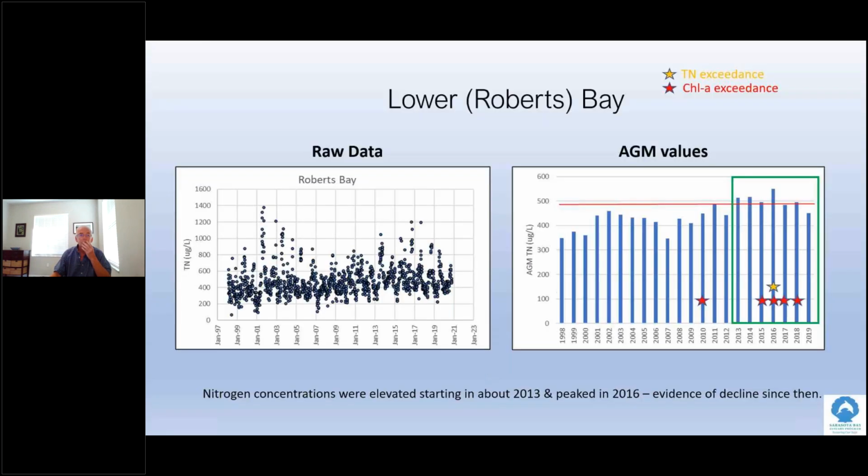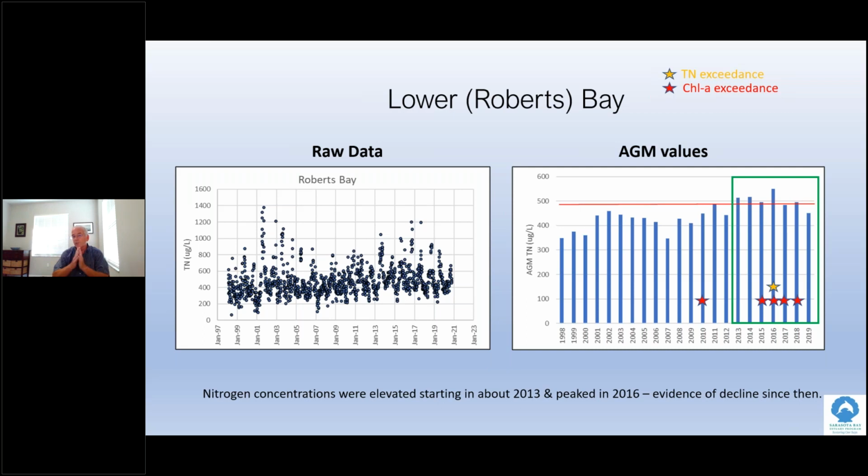So in the lower part of the bay, the Roberts Bay water quality data is shown on the right-hand side. If we just looked at that and we ran a stat, we would find an increase, and it would be an arrow that points up. And there's nothing wrong with that. That's true. But what happened is a little bit more complicated than that. So if you remember, we shifted to that yellow category around 2013. So on the right-hand side, we got annual geometric means.